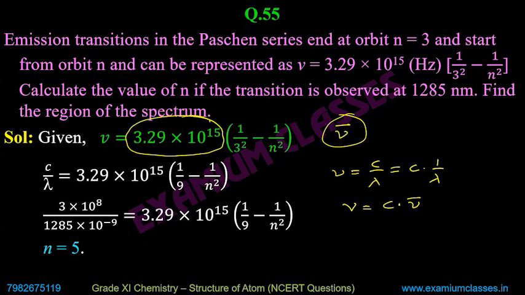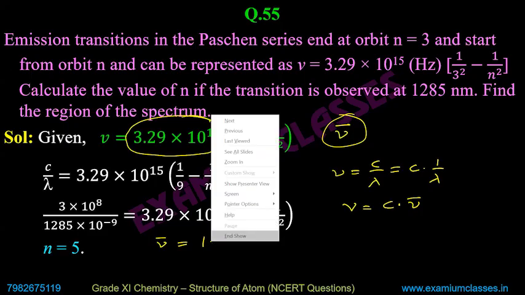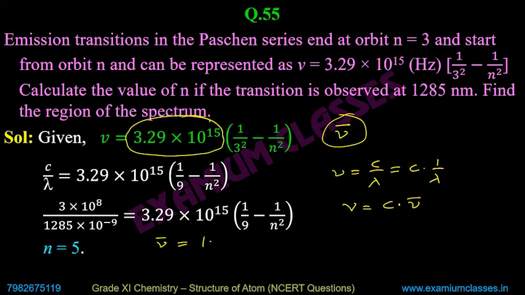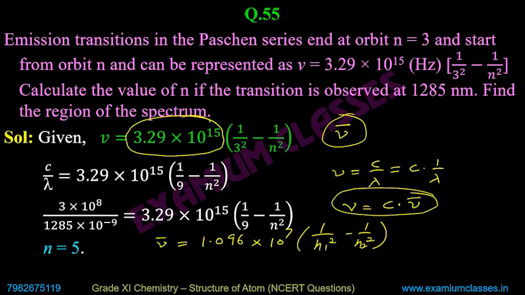If you didn't get that, I'm writing it. Nu bar is equal to 1.096 into 10 to the power 7, 1 by n1 square minus 1 by n2 square. Nu bar, basically you can write from here like this. So you can write here nu bar as nu by c, 1.096 into 10 to the power 7, 1 by n1 square minus 1 by n2 square.